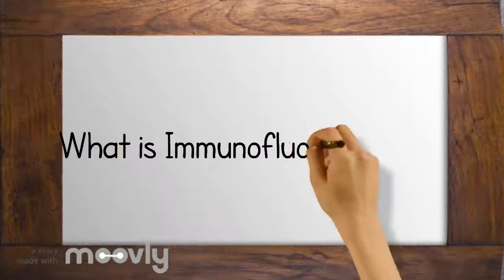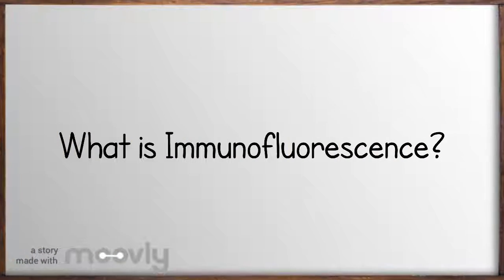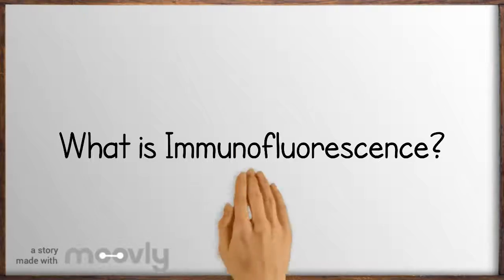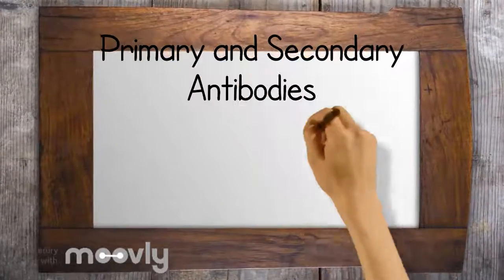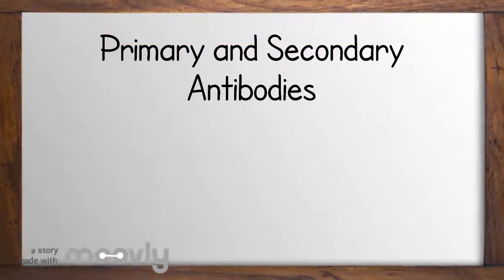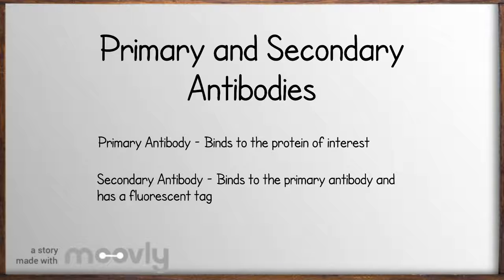Immunofluorescence is a technique used to visualize the location of a protein in a tissue using an antibody with a fluorescent tag. The primary antibody binds directly to the protein of interest at one of its epitopes. An epitope is essentially an antibody binding site.